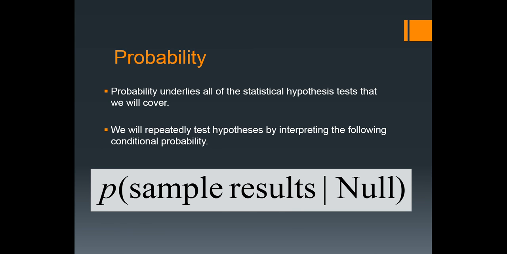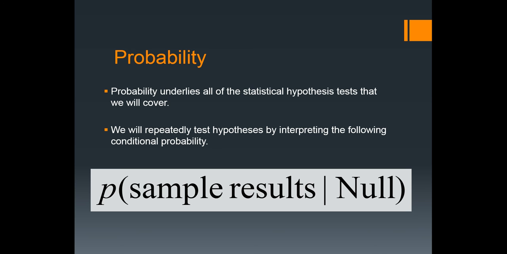All right, finally, probability underlies all of the statistical hypothesis tests that we'll cover. And basically what we're going to be looking at a lot is what's the probability of these results that we found, our sample results, just like we did in the z-test in this lecture, what's the probability of what we found if there really is nothing in the population, no difference, no relationship between the variables, right? So we're repeatedly going to test the null hypothesis by using this conditional probability. What's the probability of our results given that the null hypothesis is true?